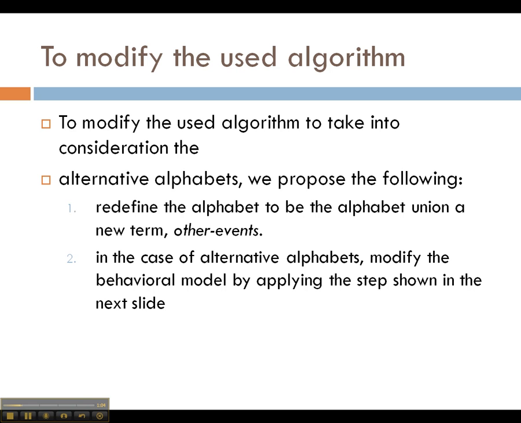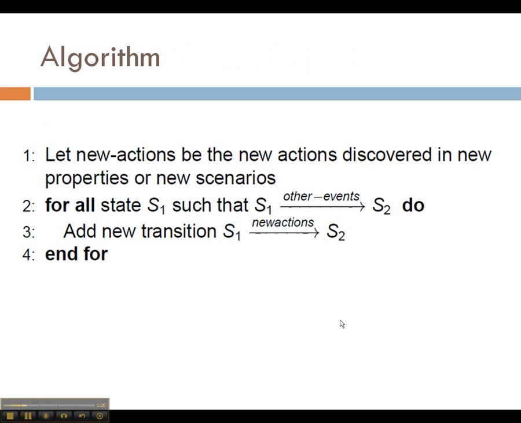We propose two things. First of all, we define the alphabet to include a new element, which is other events. The other thing is to modify the behavioral model according to the following algorithm. This algorithm tries to find each transition that has other events and adds the new actions on that transition as a label.